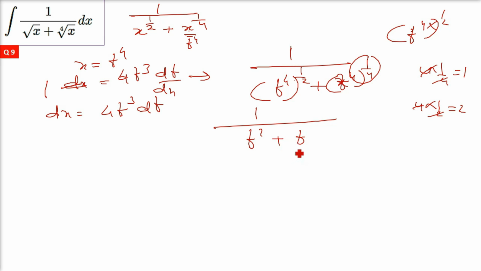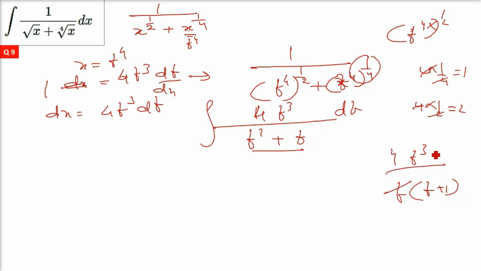And we also have dx as 4t cube dt. So let me write it as 4t cube dt, integration of this. So 1 t can be cancelled. If you take t from the denominator, it will be t plus 1. 4t cube is already there, 1 t gets cancelled. So 4t square divided by t plus 1. We will deal with this 4 later. I am putting it in a box.